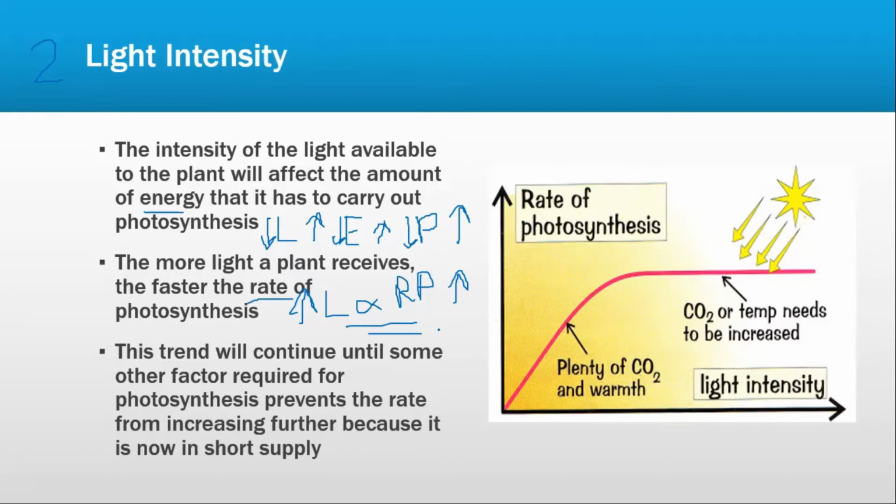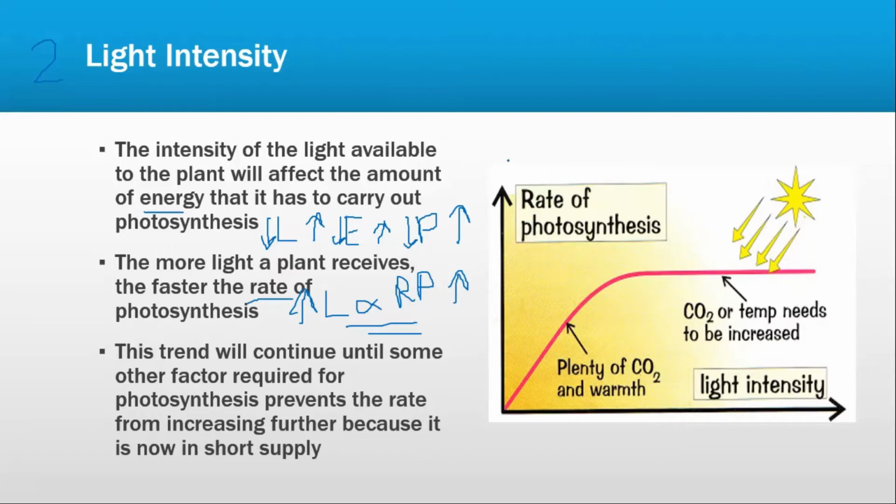For example, let's read again. This trend will continue until some other factor required for photosynthesis prevents the rate from increasing further. For example, if I am providing the maximum amount of sunlight, there is no shortage of sunlight over here. I am providing the maximum sunlight to the plant, but the CO2 concentration decreases. Hence, the CO2 concentration being decreased may affect the rate of photosynthesis, even though all the light is present in the environment. The sun is directly above, providing the maximum sunlight, but if the CO2 concentration decreases in the surroundings, of course, the rate of photosynthesis would be affected.